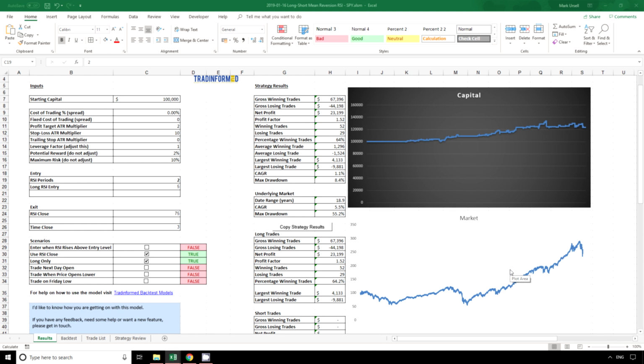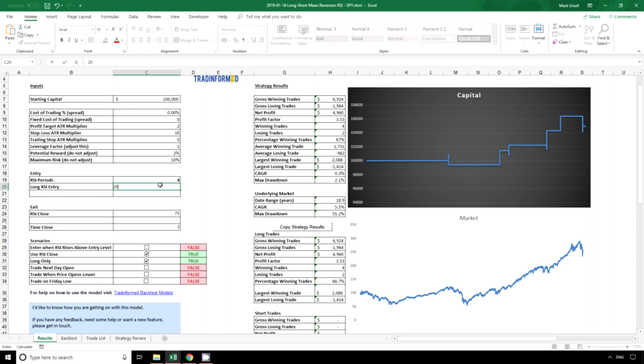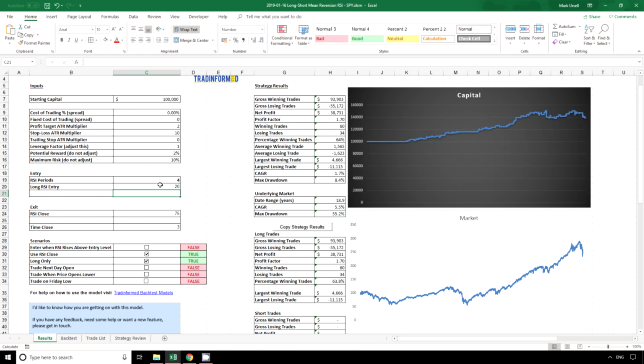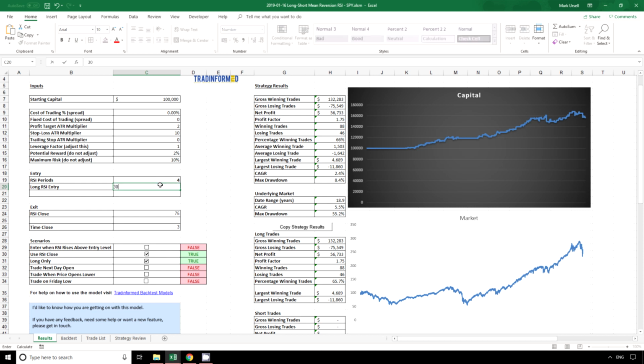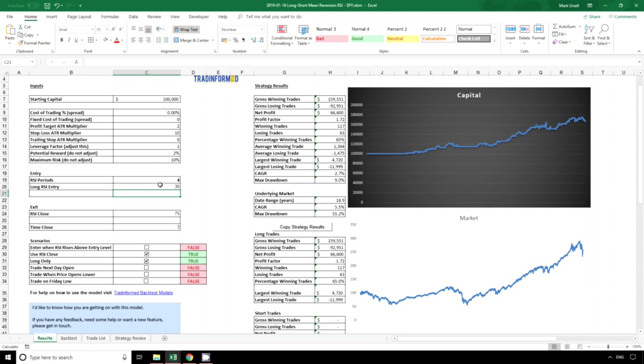The final thing that I am going to adjust in this video is I'm going to show you what we can do if we change the number of RSI periods. So I'm going to just change this from 2 to 4. You can see what this does in particular is reduce the number of trades. So what we need to do if we want to get more trades is to increase this number here. We're going to increase the RSI entry level. You can see we get quite a different feel to the trading strategy.